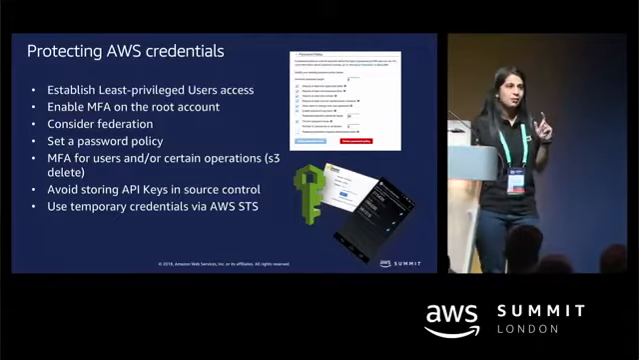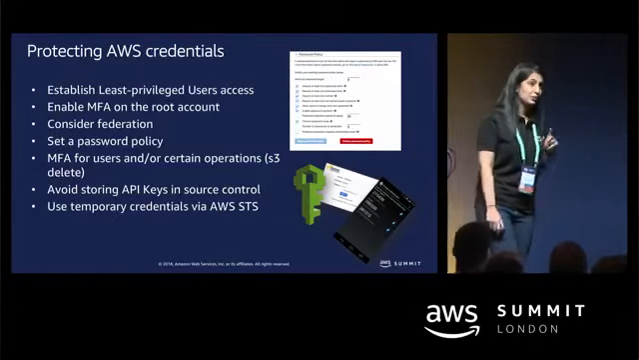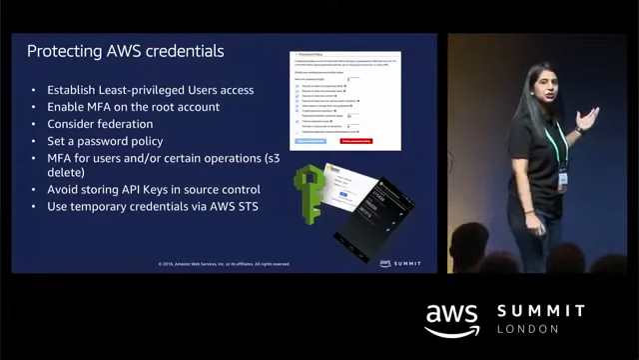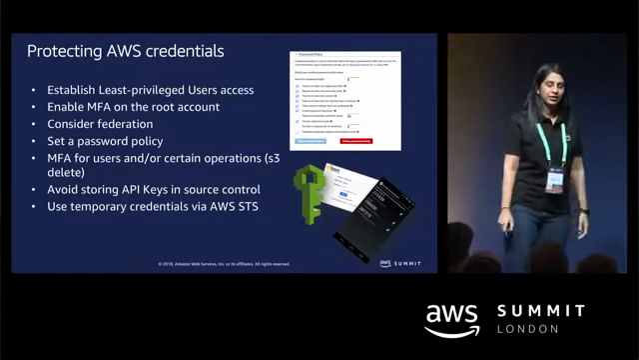Avoid baking API keys in your source control. That's an important one to remember. And of course, you can use managed services like AWS STS to create temporary credentials.